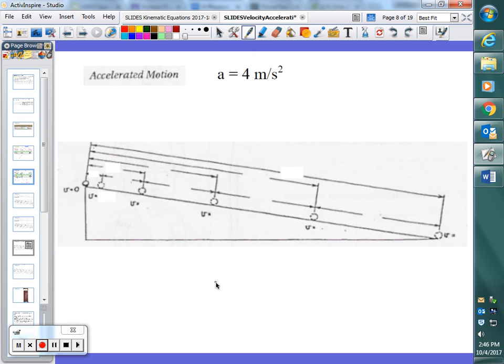At the top of your page is a little description about this ramp. First, at the top of your page, it's labeled as accelerated motion, right? Meaning what's going to happen here? It's going to accelerate. That means its velocity is going to change, right? Generally speaking, that's what accelerated motion means, right? In this case, in particular, what's going to happen to that velocity? It's going to speed up.